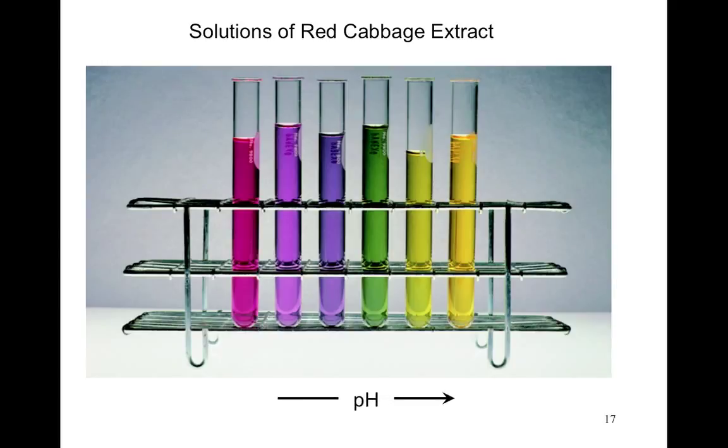Here's an extract from red cabbage, which works as an indicator, and as you increase the pH, it changes from a red to a yellow.